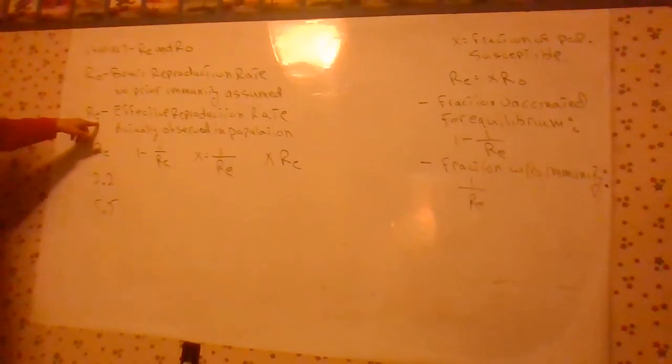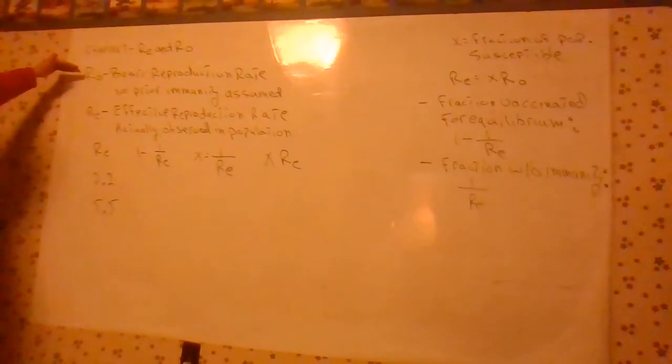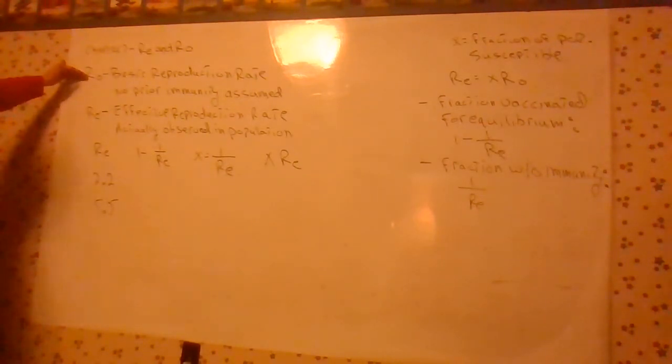R sub T is probably a better figure because T stands for time, and this actually is a function of time. It changes as we progress through a virus. This is a static figure. R naught would not change, but RT changes with time.